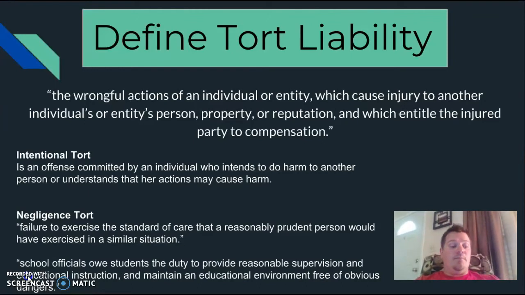Negligent tort is the failure to exercise the standard of care that a reasonably prudent person would have exercised in a similar situation. This is the type of tort that most often happens in schools and that schools get sued for, and it also happens to teachers. It's the most common type that somebody is going to come after a teacher for, being negligent, which leads to somebody becoming injured or hurt. The last thing I have on this slide says school officials owe students the duty to provide reasonable supervision and educational instruction and maintain an educational environment free of obvious dangers.